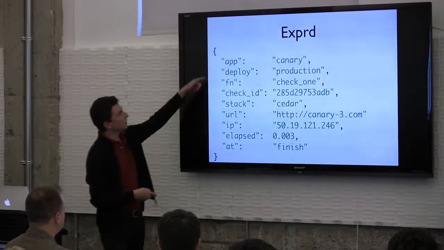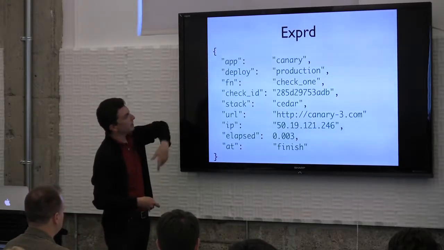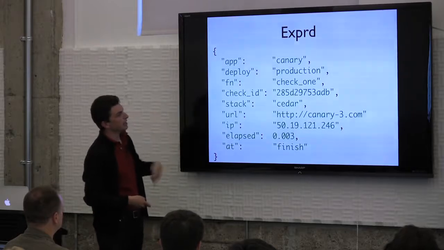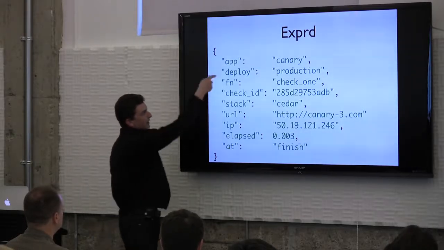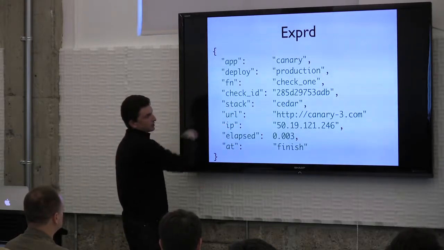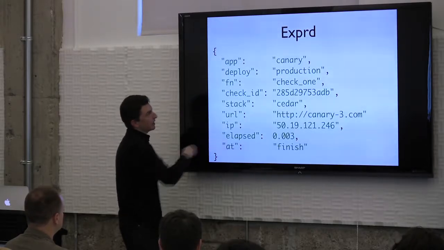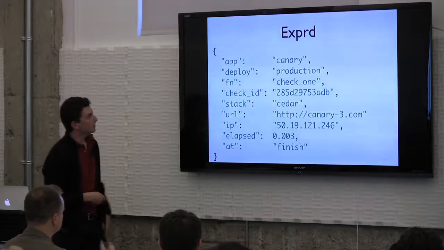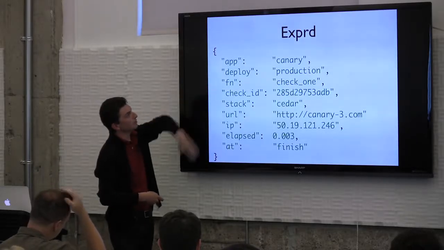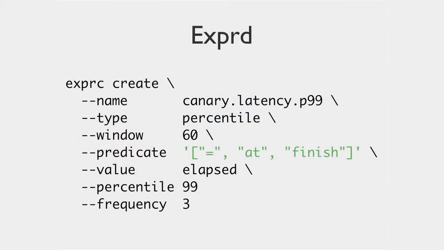So this is an example of some data that might be emitted from an app that's checking our HTTP service. It's saying, I'm the Canary app. I'm checking the Cedar stack at this URL. It resolved to this IP. This is how long it took, and this was the state. So that's the kind of full fidelity information that's coming out of the log stream for the app.